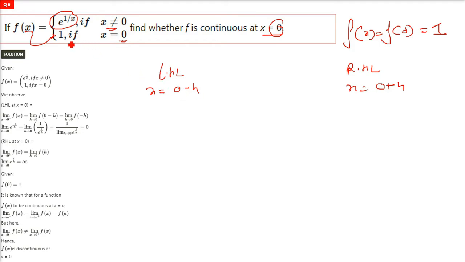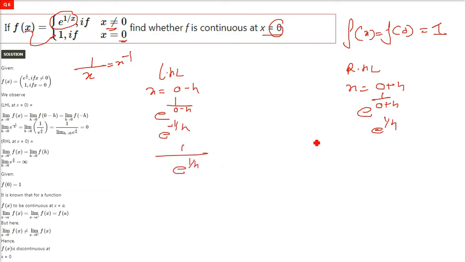So when you put 0 minus h, it's not equal to 0. So e raised 1 by 0 minus h, there is nothing in the denominator, so you can just write on the right hand side e raised 1 by 0 plus h. So here e raised minus 1 by h, here e raised 1 by h. So you can write this as 1 by e raised 1 by h. That is, if you write 1 by x, you can always write it as x inverse, x raised minus 1. So 1 by e raised 1 by h, and here we have e raised 1 by h.